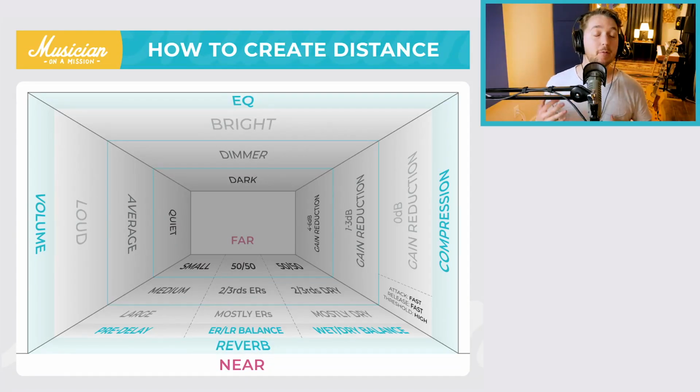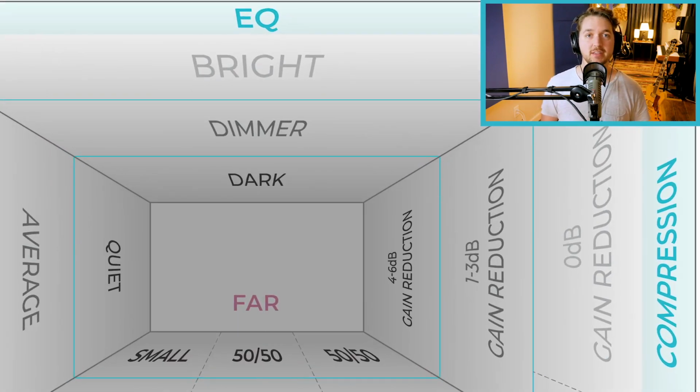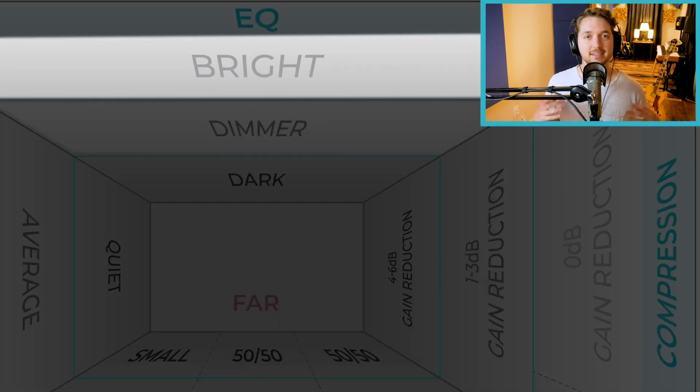So now it's time to use a little EQ and compression to really push the envelope between stuff that's forward, stuff that's in the back, and stuff that is in the middle. So if you remember back to our creating distance graphic, we've already done reverb. So all we have left to do is EQ, compression, and maybe even a little bit of volume, just to really push that envelope.